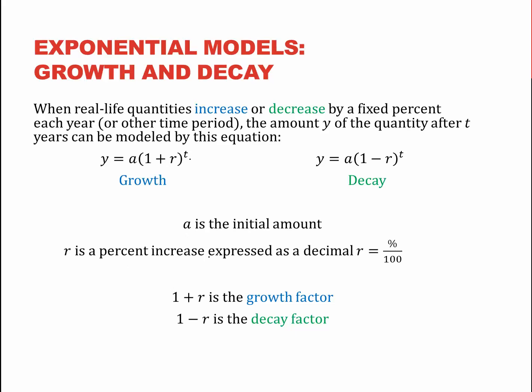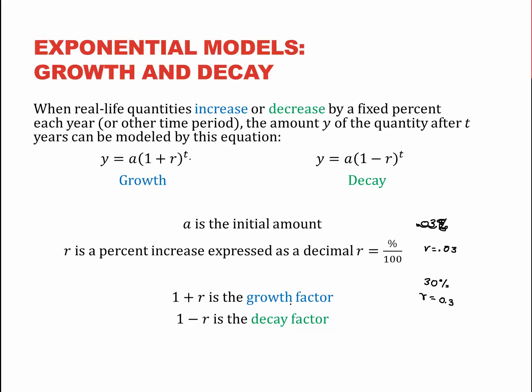R is your percent increase, but you're going to express this as a decimal. So for example, if it's increasing 3% per year, you would do that as 0.03 as the decimal. Or if it's increasing by 30% every year, then R would be 0.3. Another way to think about it is moving the decimal twice over to the left and turning it into a decimal.